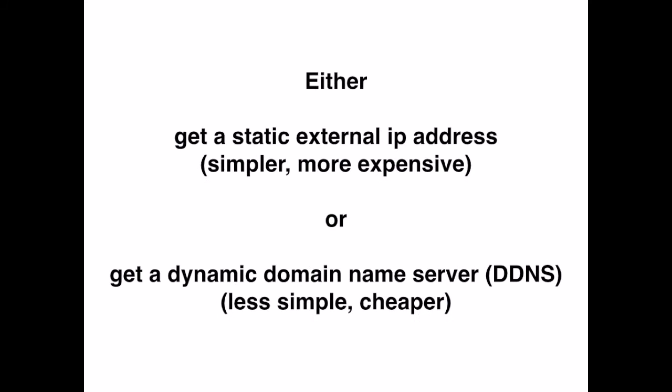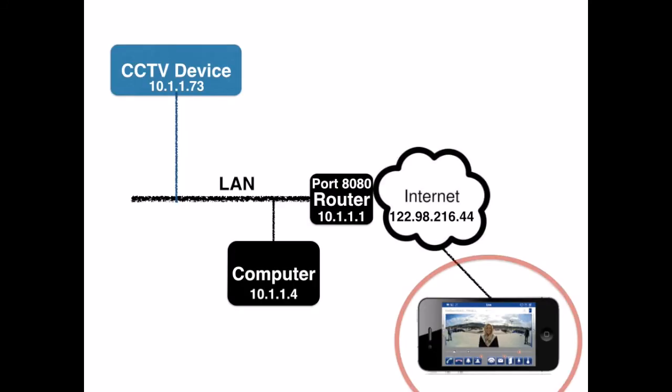So you have two options. You can either get a static external IP address, which is simple. All you do is ring your ISP and they will charge you for that. Or you go on the internet and you get a DDNS. Now that's not quite as simple. It'll take you a little bit to learn how to do that, but it is cheaper.